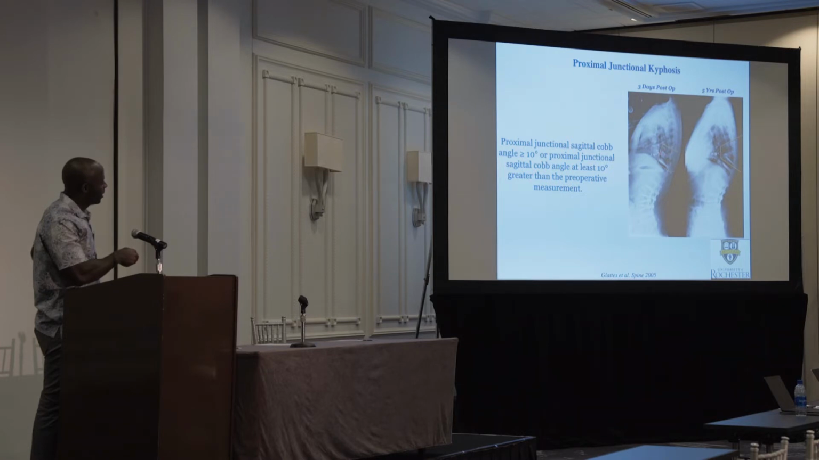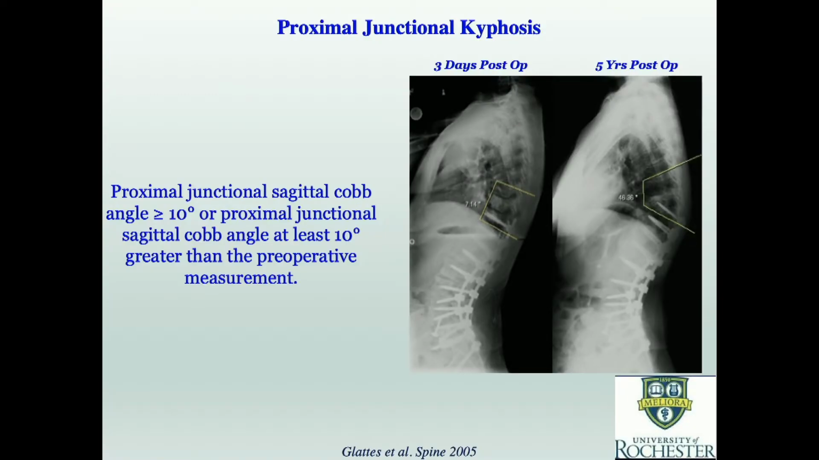If the preoperative angle was already greater than 10 degrees, then it's really not considered proximal junctional kyphosis. But if there's a significant change after that, you would consider PJK. Ten degrees is currently the most reported and accepted angle for proximal junctional kyphosis.